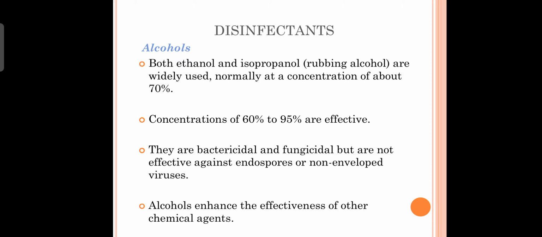The next one is alcohols. I think everyone knows that in our hand sanitizer there is a certain amount of alcohol, so it is also a disinfectant. Both ethanol and isopropanol, rubbing alcohol, are widely used, normally at a concentration of about 70%. If you use hand sanitizer, maybe you have noticed it's not fully alcohol, it's like 60%, 50%, 70%. Concentrations of 60 to 95% are effective.